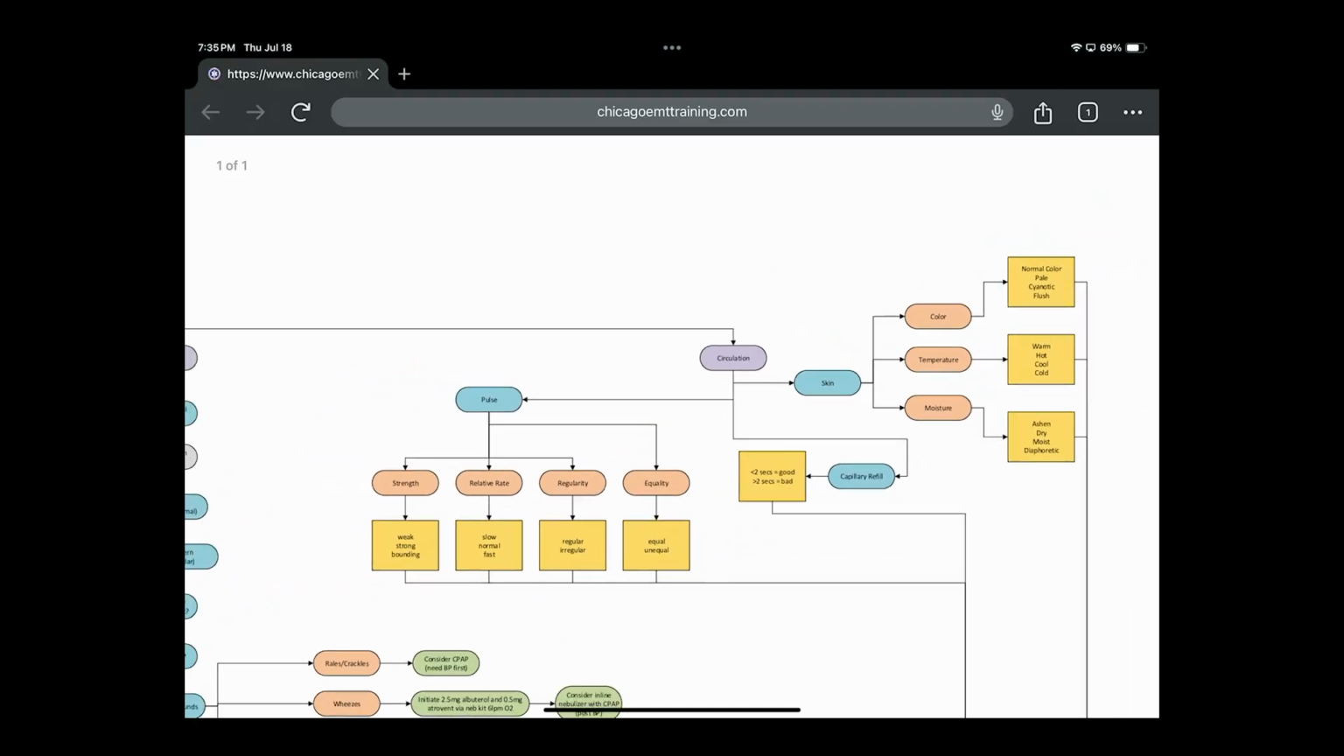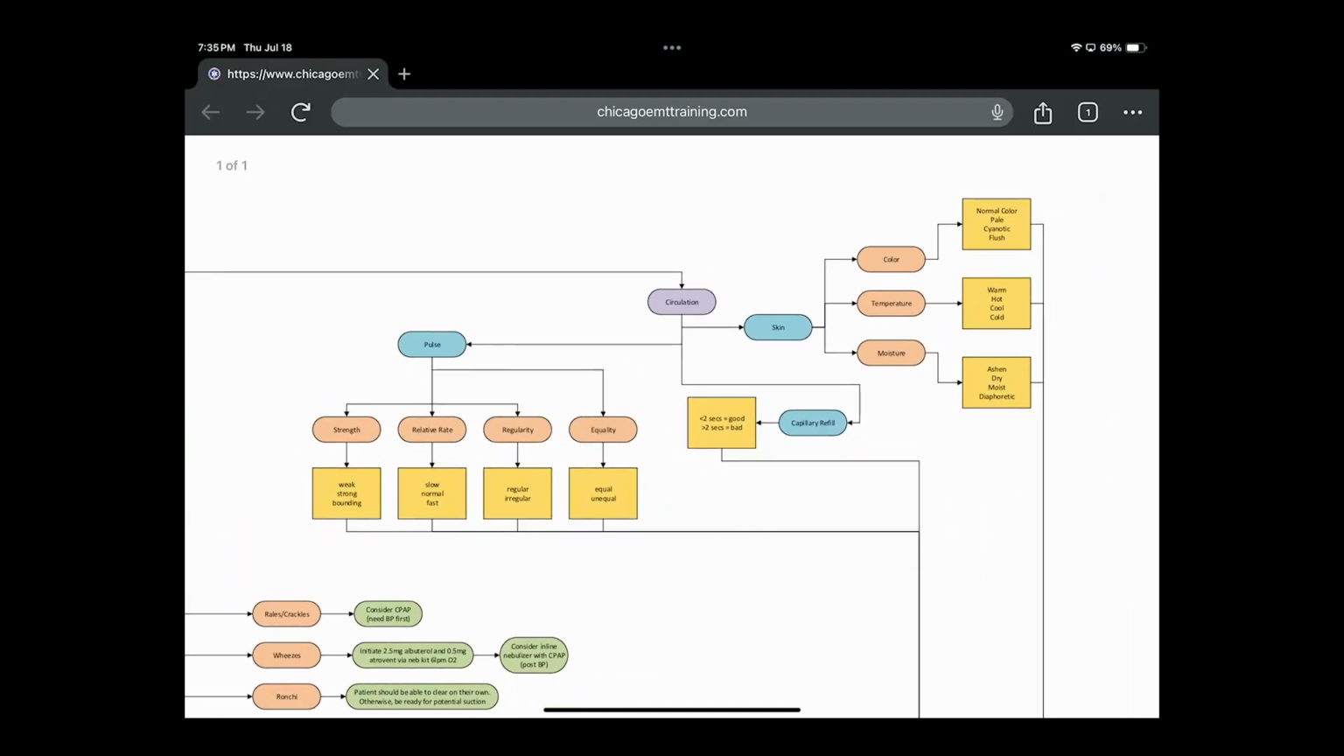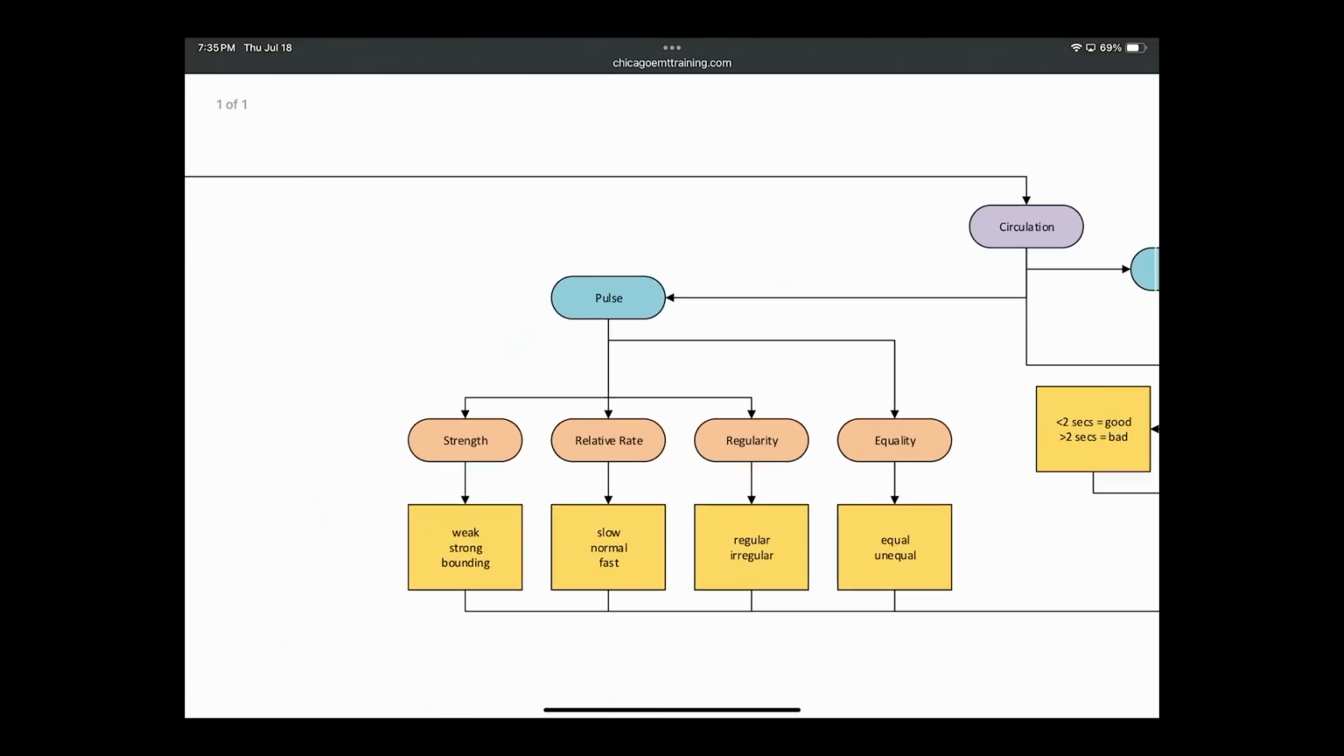And as you see, there are 3 subcategories in blue under circulation. There's pulse, skin, and cap refill. And under pulse, there's 4 things. And if you can try to create a rhythm, a flow of the 4 things that you're asking within pulse: strength, relative rate, regularity, equality, right? And here are the potential options for them.